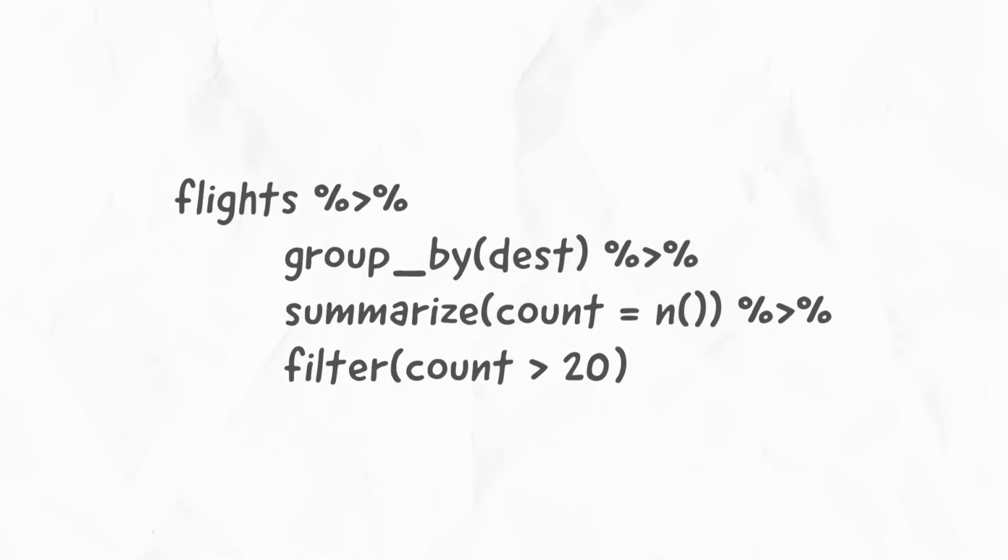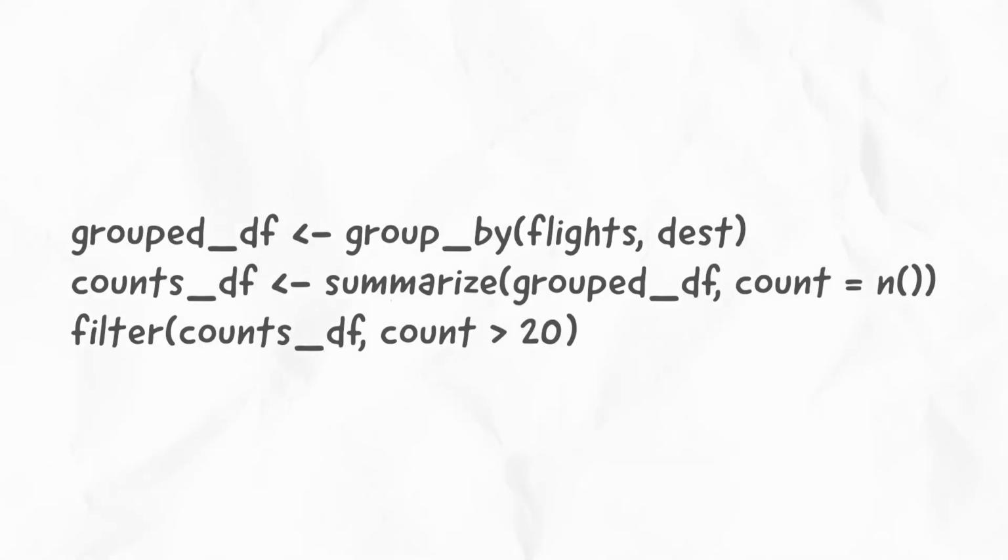Now, the real power of the pipe is that it allows us to create chains of dplyr operations. Here, we are taking the flights, grouping them by destination, summarizing to get counts, and then finally filtering to get counts greater than 20. If we were to do this without the pipe, it would look like this. Notice how the code with the pipe is much more readable and doesn't involve a series of intermediate data frames. Very cool.